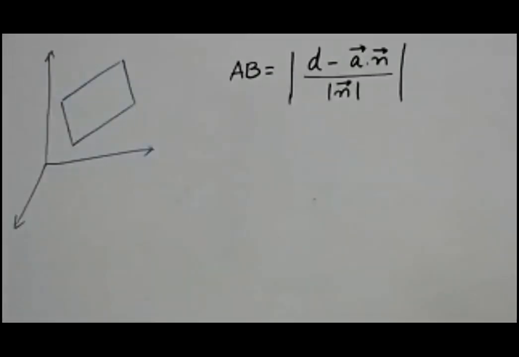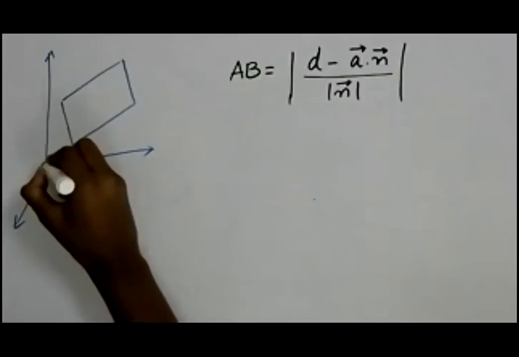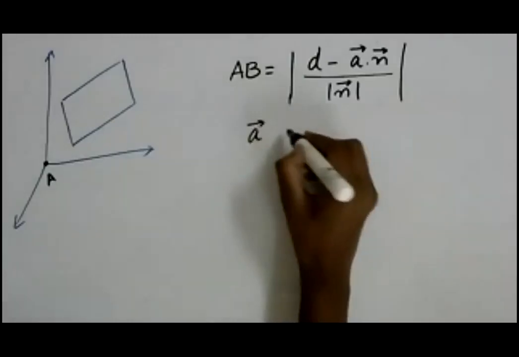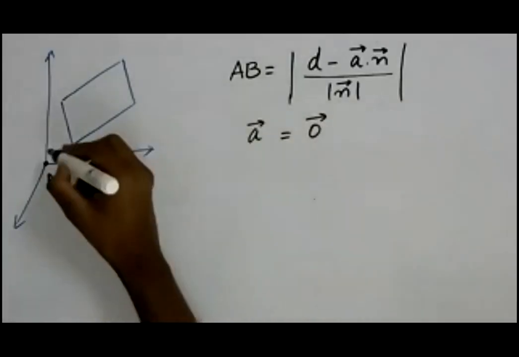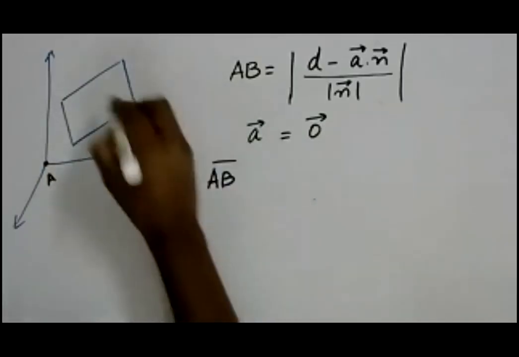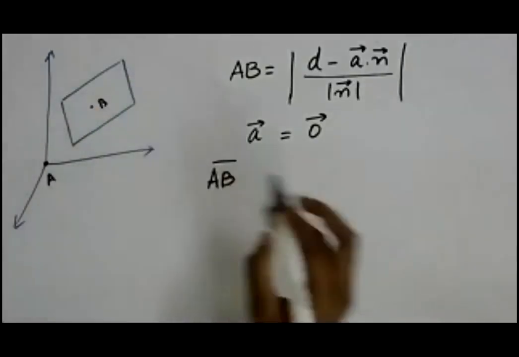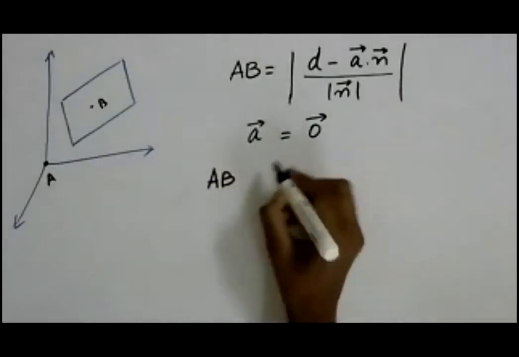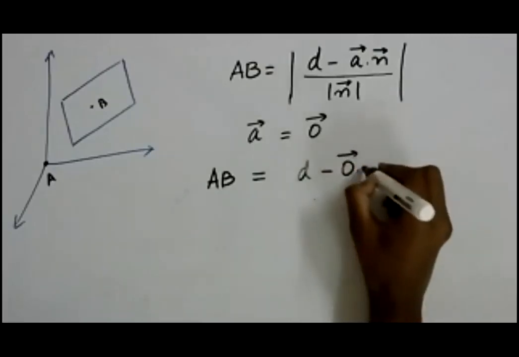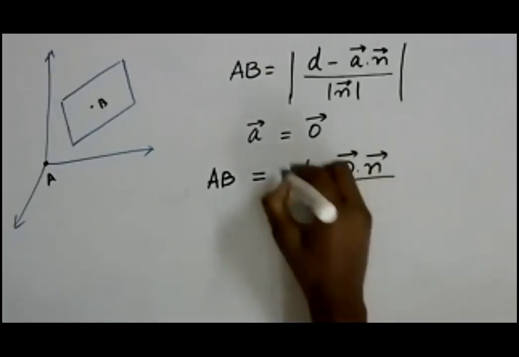Now let us look at a special case where the point is not somewhere in space, it's in the origin itself. Yeah, the point A is in the origin itself. That means my A vector is equal to 0 vector. So what happens to my perpendicular distance from the point to the plane? My AB, that is some point lying at the foot of the perpendicular drawn from A to the plane, is going to be equal to d minus 0 vector dotted with n vector, the whole upon magnitude of n vector.